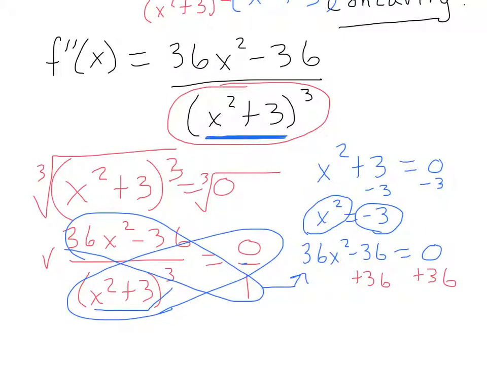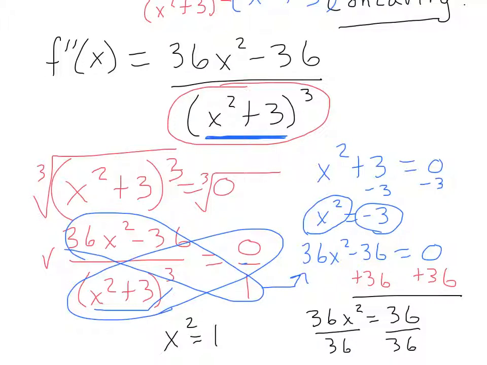And so when I do that, I get 36x squared equals 36. And then what should I do? Divide 36 on both sides. Good. And so I have x squared equals 1. And so now I'm going to square root both sides. And so x equals 1 and x equals negative 1.